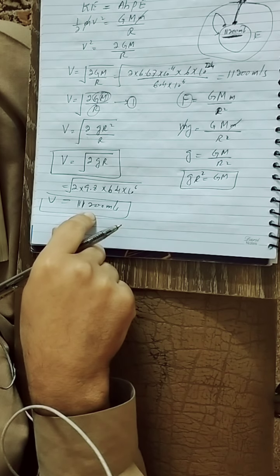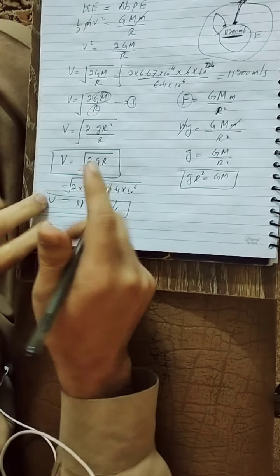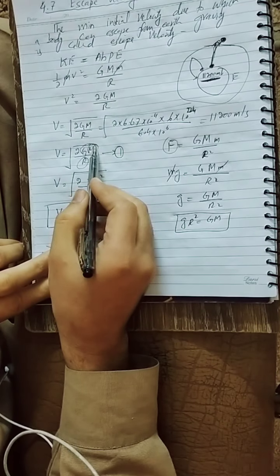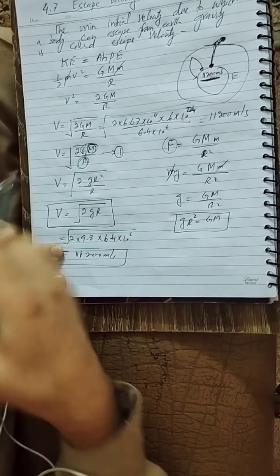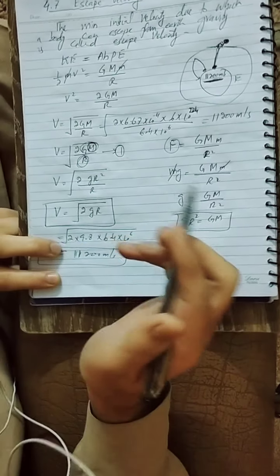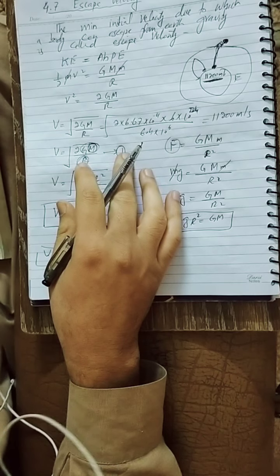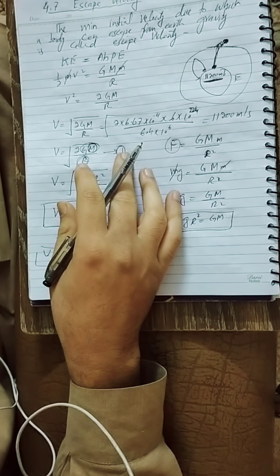Different planets have different escape velocities, because escape velocity depends upon the mass of the planet and the radius of the planet. Different planets have different masses and different radii. Therefore the escape velocities of different planets are different. So this is all about escape velocity.